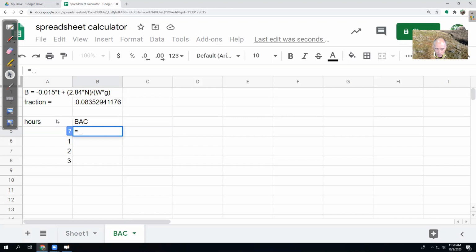I would just type equals for a calculation, negative 0.015 times, now T is the time located next to me here, so I just click on that cell. And then I want to add, and in this case, I'm not going to click on that number up there. I probably should, but I'm not going to. I'm just going to type in 0.0835. Let's go with 4 decimal places worth. Yeah, that'll be all right. Okay. Clicking on the number above makes things a bit more complicated, and I'll show that in a sec.